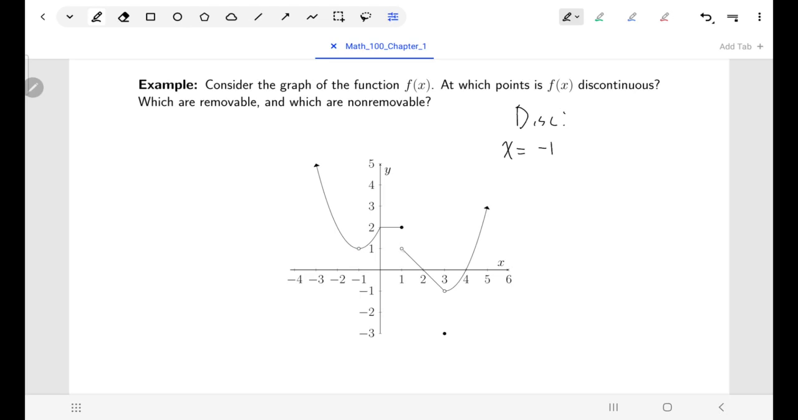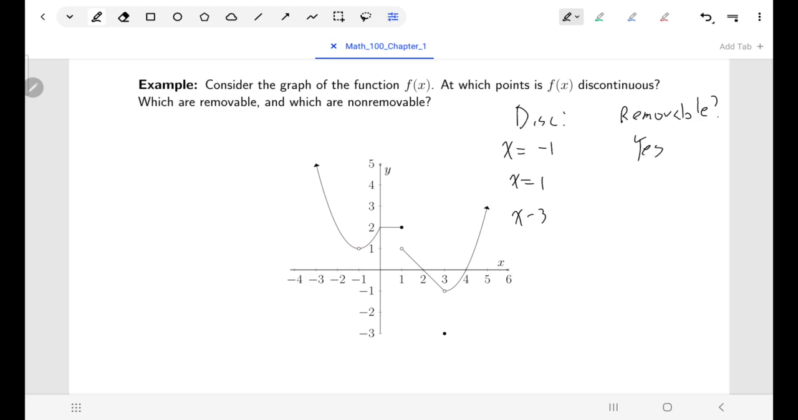We're discontinuous at x equals positive 1, and we're also discontinuous at x equals 3. As far as is it removable, at negative 1, the answer is yes, and the reason is I could redefine my function so that what's happening at negative 1 matches up with the limit. The limit as x goes to negative 1 looks like it is 1, so if I were to say f of negative 1 is 1, that would fill in the gap and that would make it a removable discontinuity.